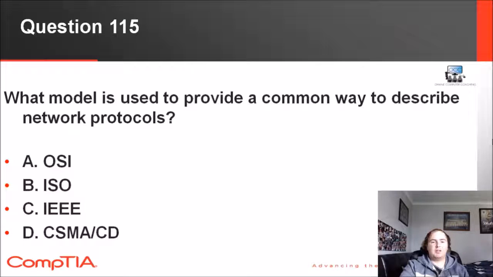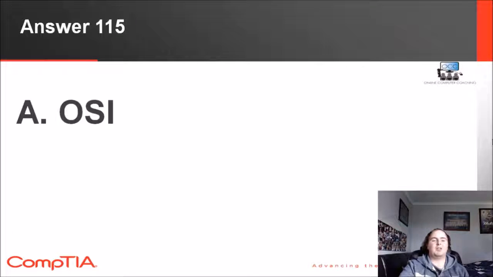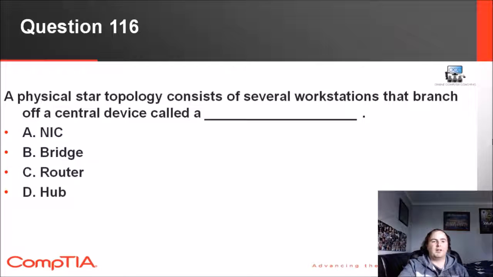Question 115: what model is used to provide a common way to describe network protocols? We've got OSI, ISO, IEEE, CSMA CD. It's not going to be the last one. ISO developed it. IEEE is not the network protocol description. It is OSI, which is the model there.